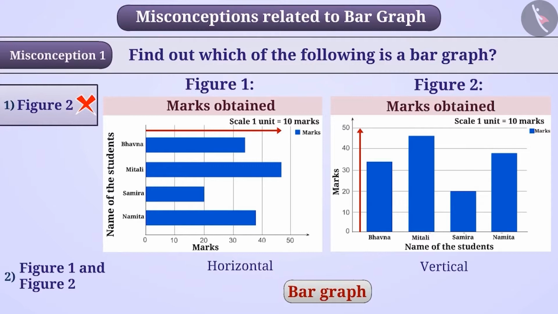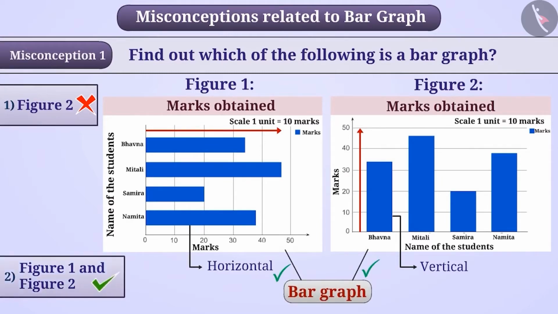The correct understanding is that in a bar graph, bars can be drawn either vertically or horizontally. Therefore, a bar graph is shown in both figures. Thus, option 2 is the correct answer.